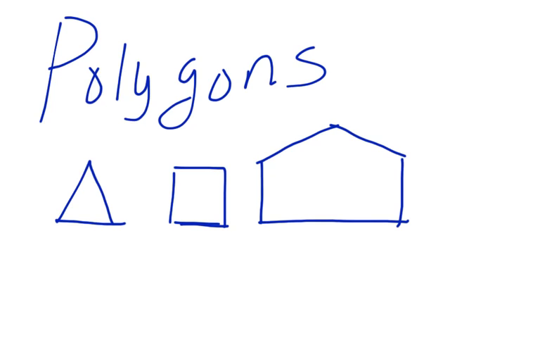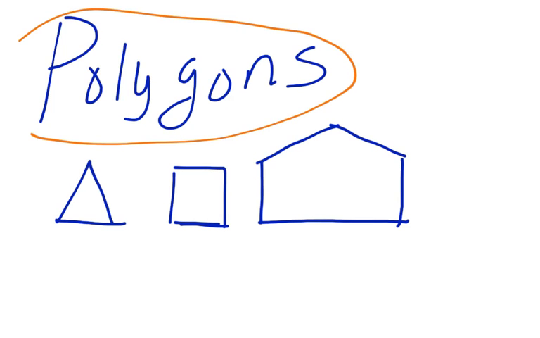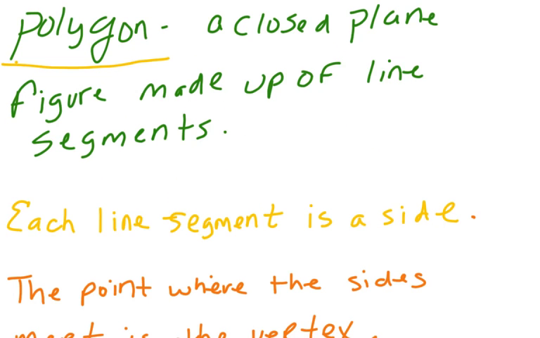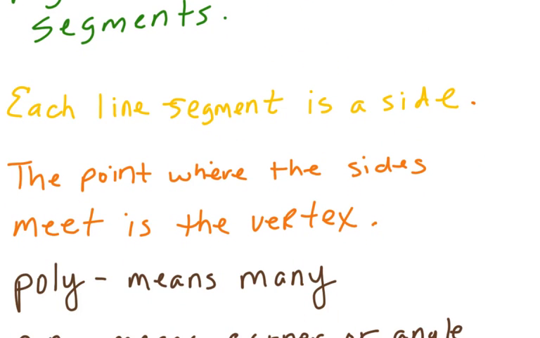So polygons. Now we went from lines and angles, line segments and rays, and now we're going into putting those angles and those lines together to make shapes, or to make polygons. Now, a polygon is a closed figure made up of line segments. Each line segment is a side. The point where the sides meet, or the line segments meet, is the vertex.